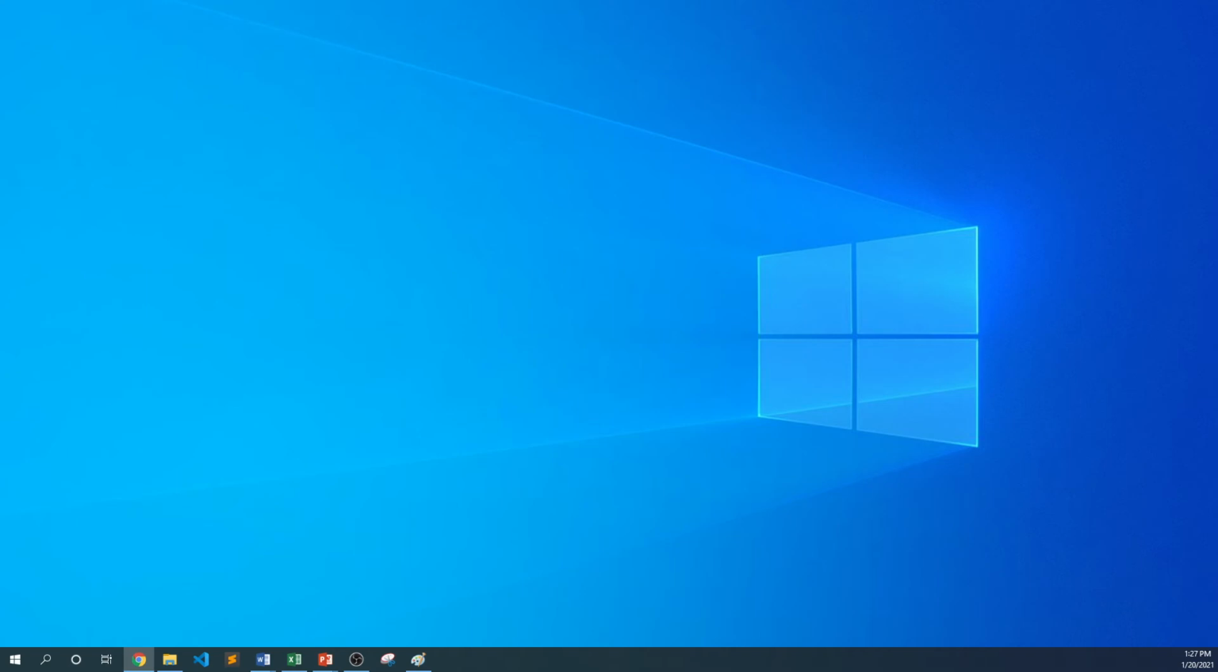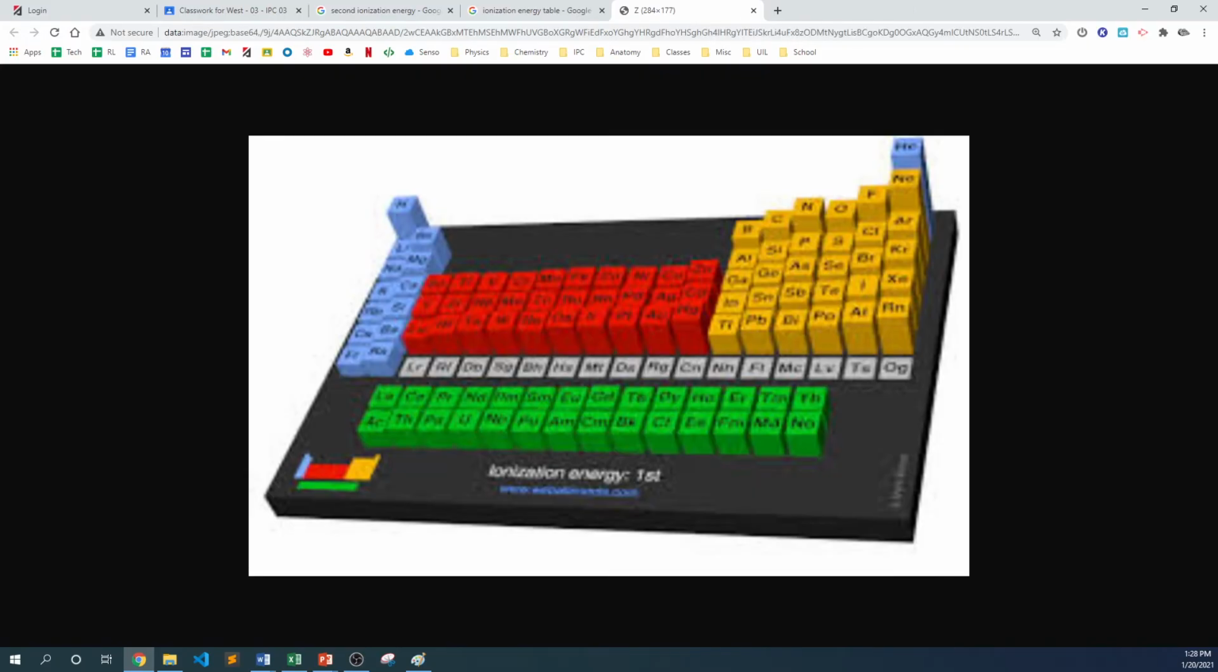This is a super blurry image, but it's really good at the same time. So we can see here the height of each square represents the total energy required to remove an electron. So up to the right requires the most energy. It's really hard to remove the electrons from fluorine.